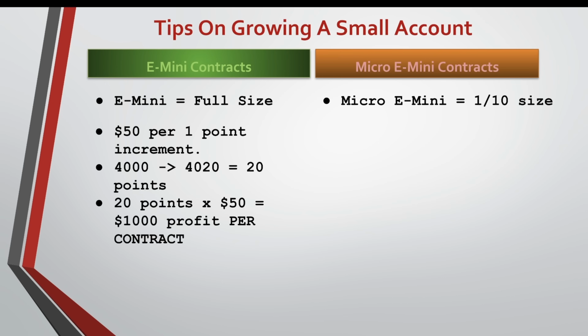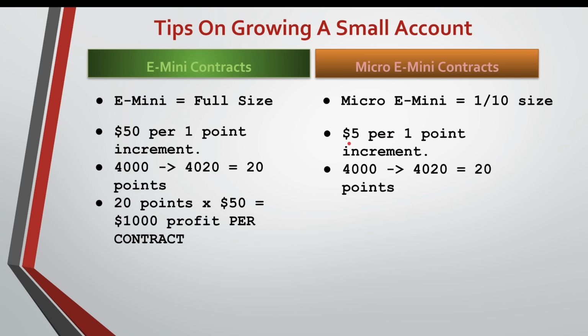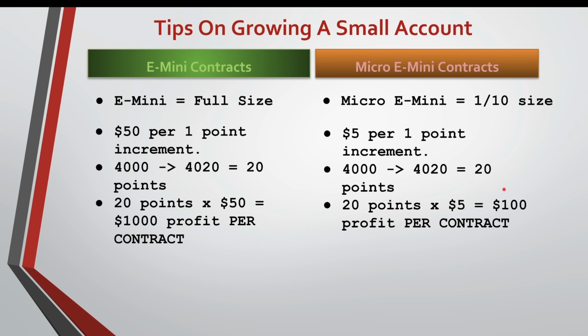Now, a much safer, easier way to manage risk, especially when developing an edge, is focusing on micro E-mini contracts. They are 1/10 of the size, which means they are $5 per 1-point increment. So if the S&P similarly moves from 4,000 to 4,020, a 20-point difference, we get $5 per point, or $100 profit per contract. It's 1/10 of the size of a standard full E-mini contract.